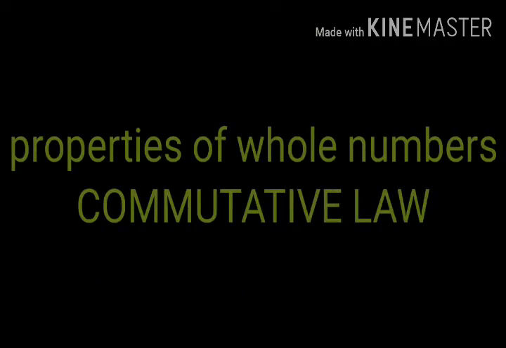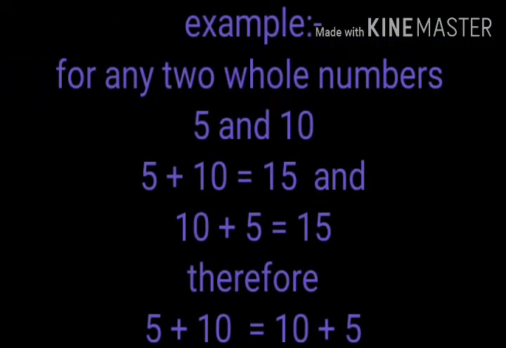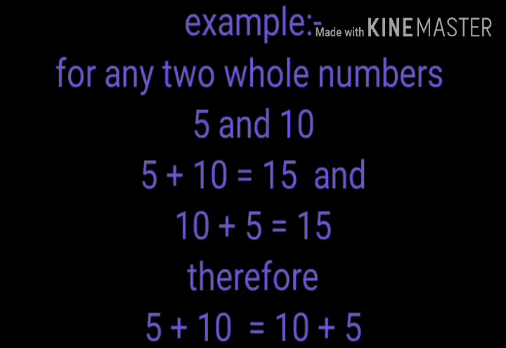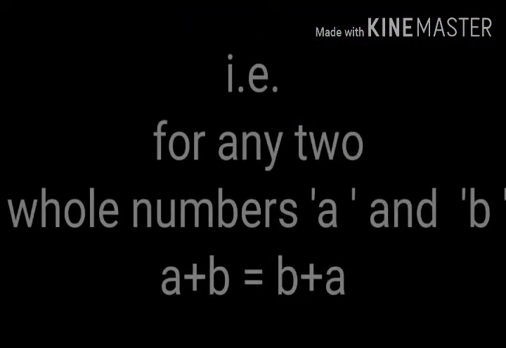Properties of whole numbers, commutative law. Commutative law with respect to addition. Example: for two whole numbers 5 and 10, 5 plus 10 equals 15 and 10 plus 5 equals 15. Therefore, 5 plus 10 equals 10 plus 5. Another example: 1 and 3 are two whole numbers. 1 plus 3 equals 4 and 3 plus 1 equals 4. Therefore, 1 plus 3 equals 3 plus 1. That is, for any two whole numbers a and b, a plus b equals b plus a.